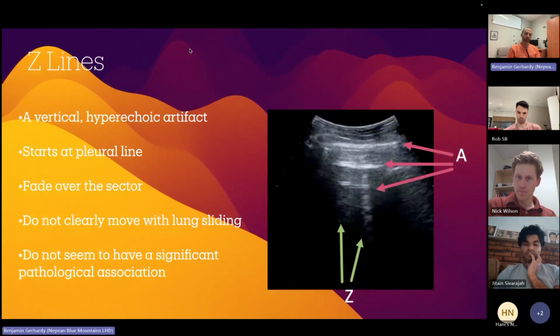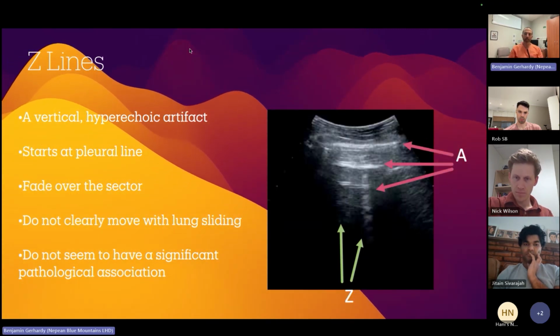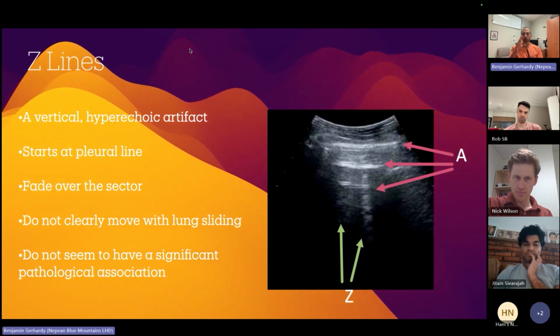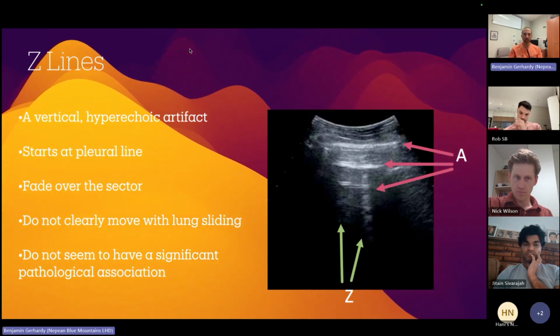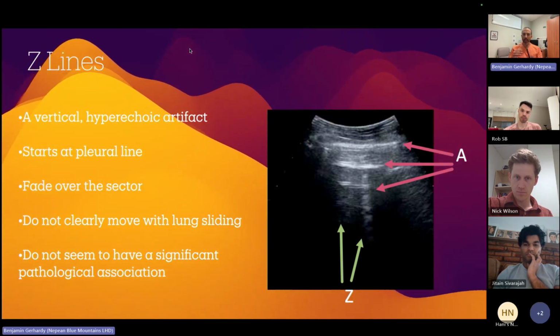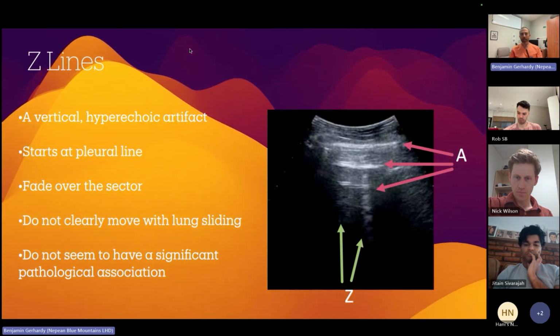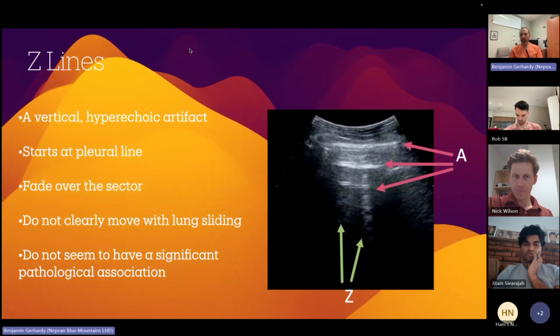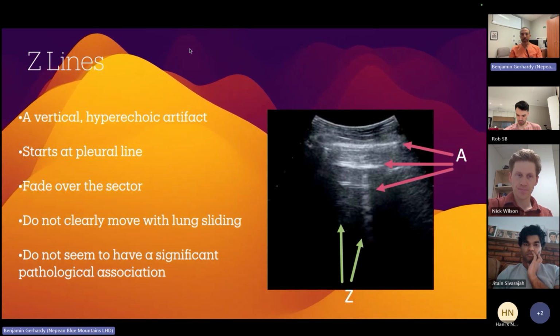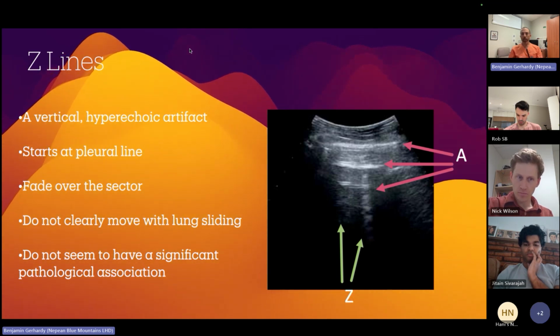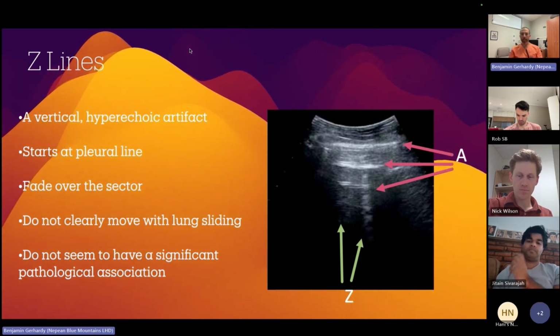Z lines. So Z lines are vertical lines. They sort of run from top to bottom of the sector, and they'll start at the pleural line, and they fade as they go down. And they don't move when the lung moves. They don't move with lung sliding. These are a really common thing to mistake for B lines, right?